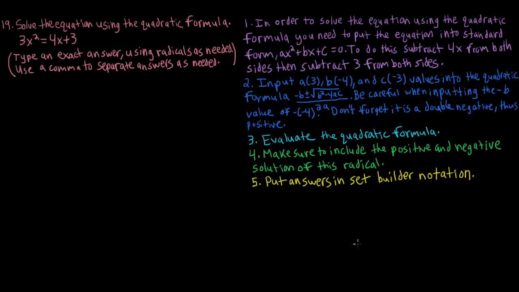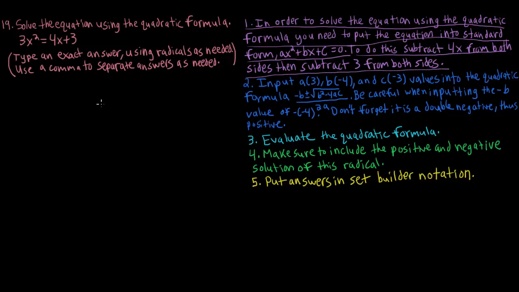Solve the equation using the quadratic formula. 3x squared equals 4x plus 3. Type an exact answer. Using radicals is needed. Use a comma to separate answers is needed. So step 1, in order to solve the equation using the quadratic formula, first you need to put the equation into standard form, which is ax squared plus bx plus c equals 0. So to do this, we want to subtract 4x from both sides, then subtract 3 from both sides.